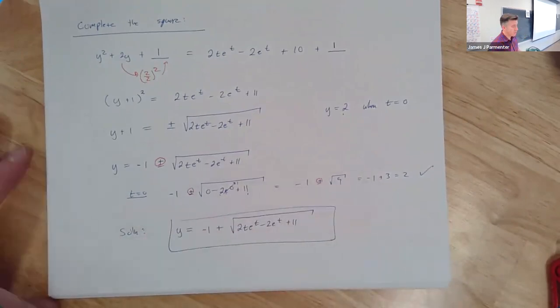Cool. So separating variables, the process is similar every time. You're always trying to bring the y's to the left and the x's or the t's or whatever your variables are to the right, and then integrating both sides.